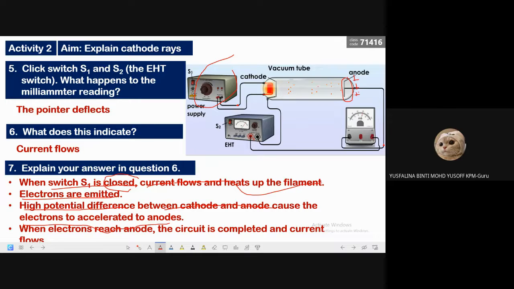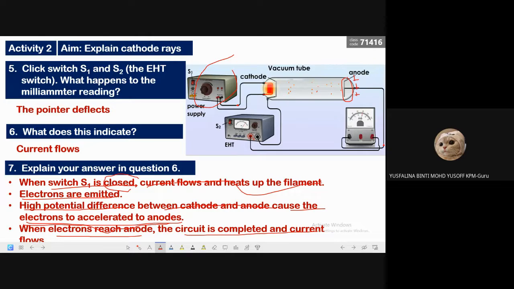So what does potential difference mean? It's the energy that we use to move 1 coulomb of charge from point A to point B. So there is a high potential difference, high energy, between cathode and anode, which causes the electrons to accelerate to the anode. When the electrons reach the anode, the circuit is complete and the current flows. So the milliammeter will show the reading.